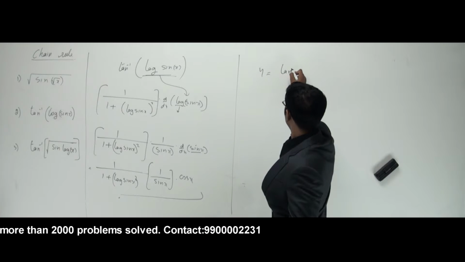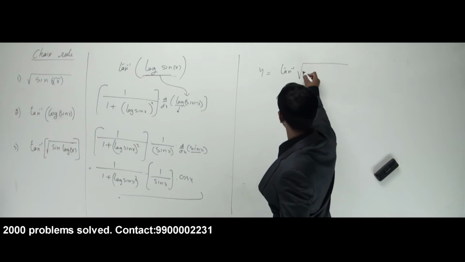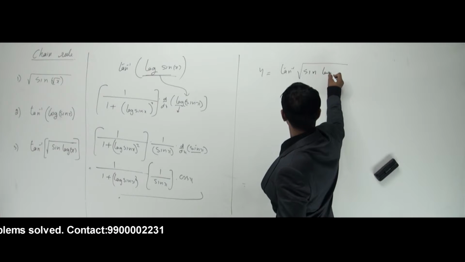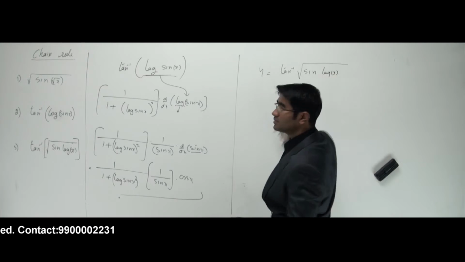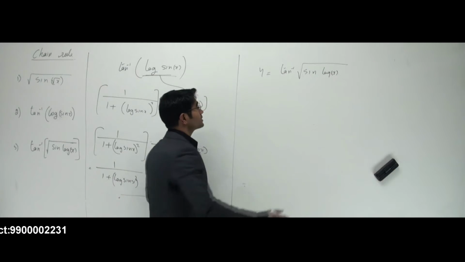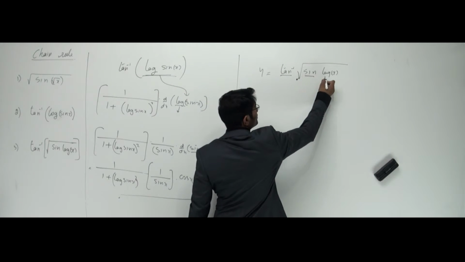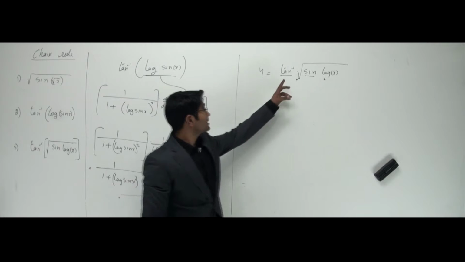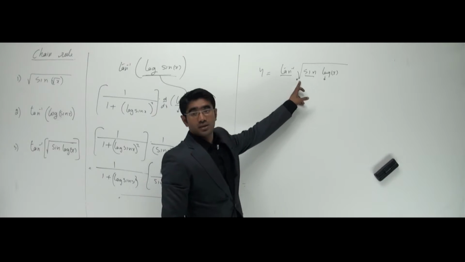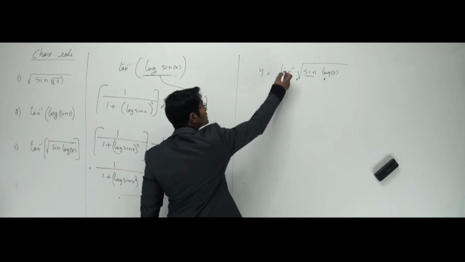That is tan inverse of root of, I have sine and log of x. So which is the most outermost function? So it should be tan, then it is root, then it is sine, then it is log. It means there are 4 chains. The first guy is tan inverse, second guy is root, then sine, then log. So let's go with the tan inverse part.